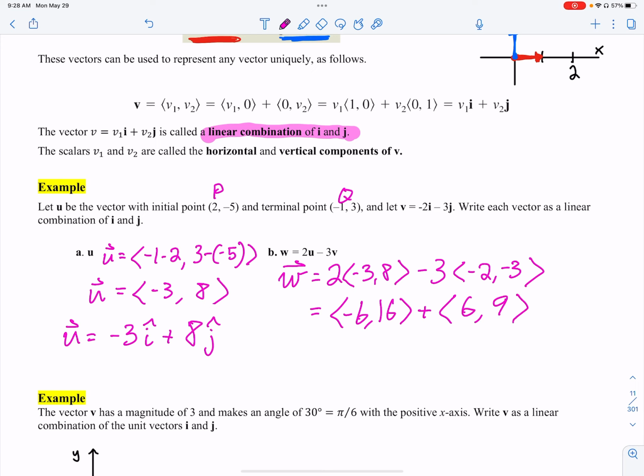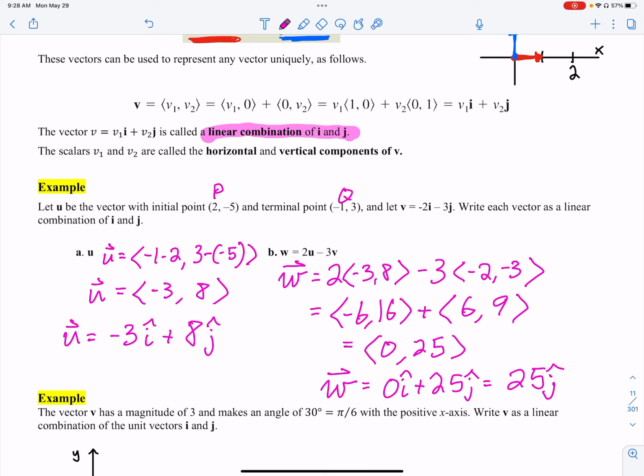And distribute the -3. We can then add these together. I got a 0 and a 25. Okay, how we write this is I don't have to. I could write 0i if I want to, plus 25j, but we want simplicity, so we actually don't write the i. It's just understood if the i is not there, then it's a 0. So w is actually just 25j.